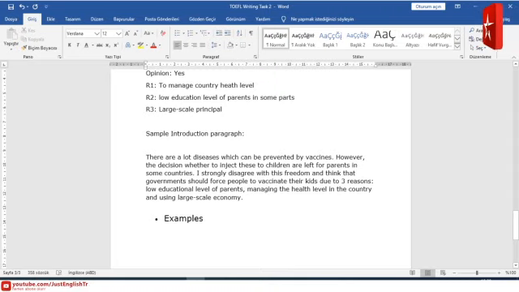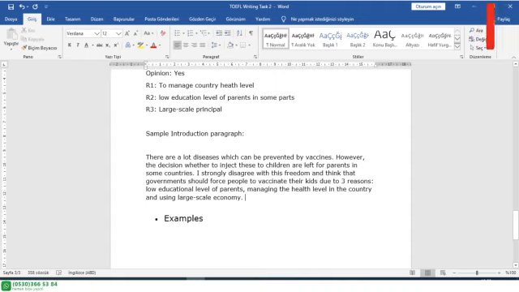I strongly disagree with this freedom and think that government should force people to vaccinate their kids. Okay, this is my opinion sentence. Due to 3 reasons, and I'm giving my reasons. Low educational level of parents, managing the health level in the country, and using large-scale economy.